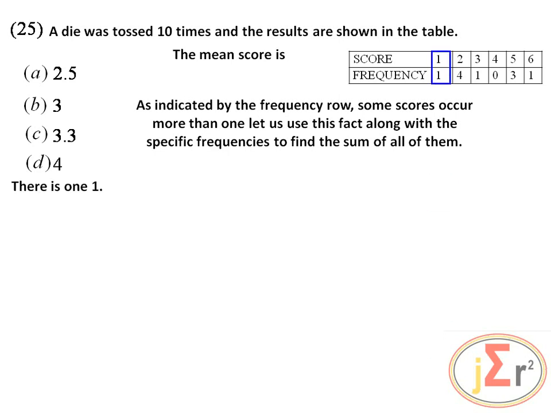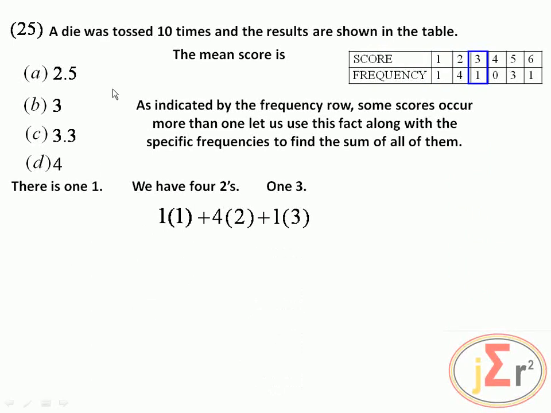So there is only 1 1, and we are going to find the sum of those. Since there is only 1 1, we say 1 multiplied by 1. And of course we have 4 2's, so we say 4 multiplied by 2. Next, 3. We have 1 3, so 1 multiplied by 3. If we have 4 2's, we can say 4 multiplied by 2. But we have 1 3, so we have 1 multiplied by 3.